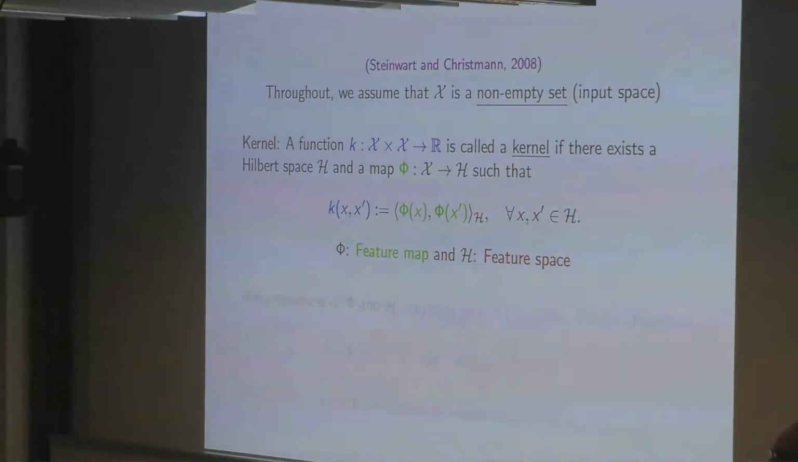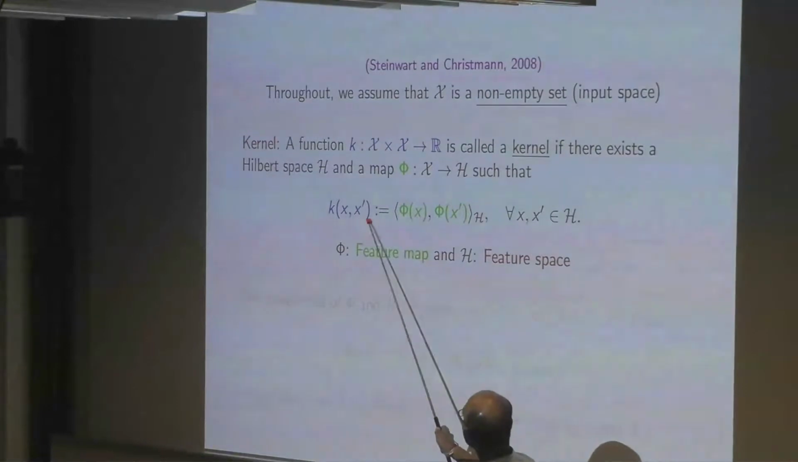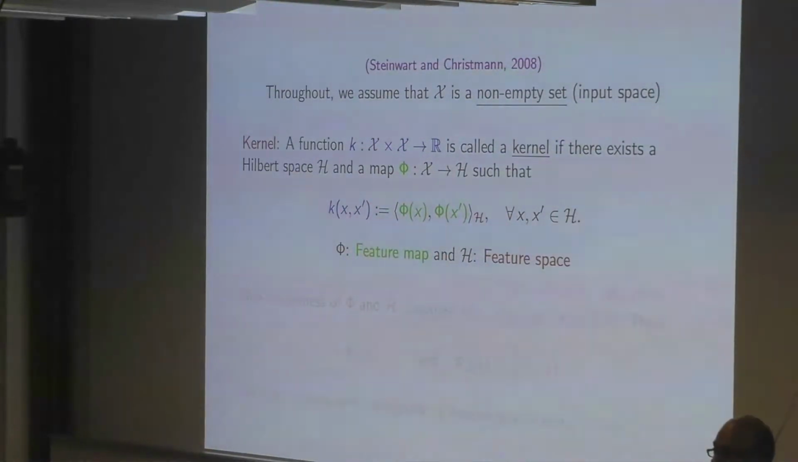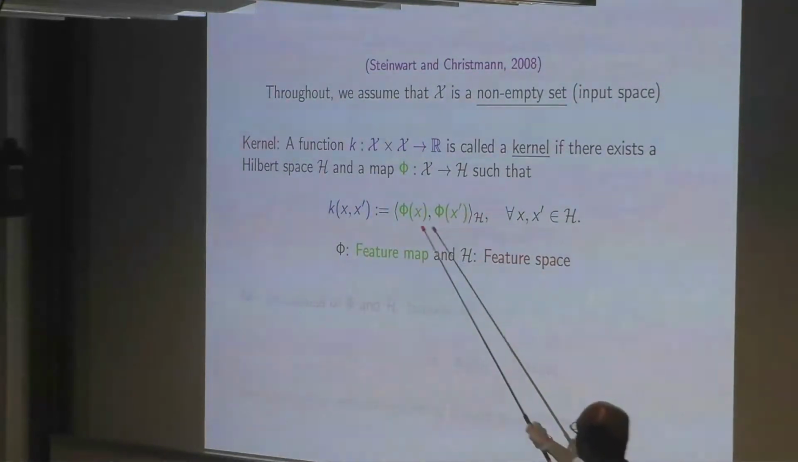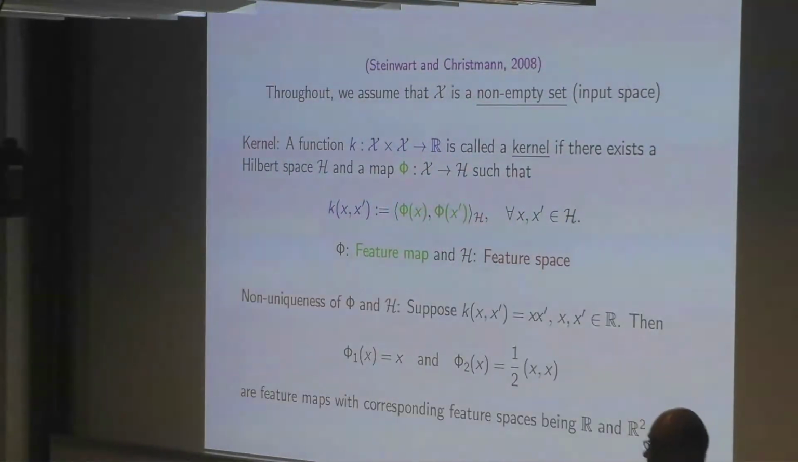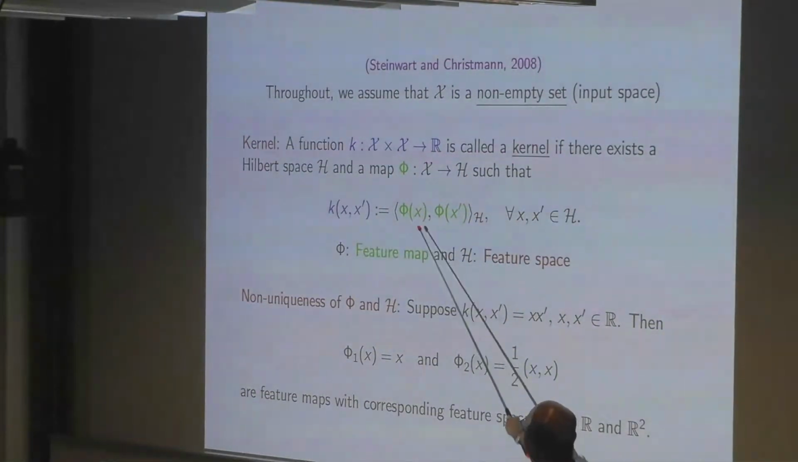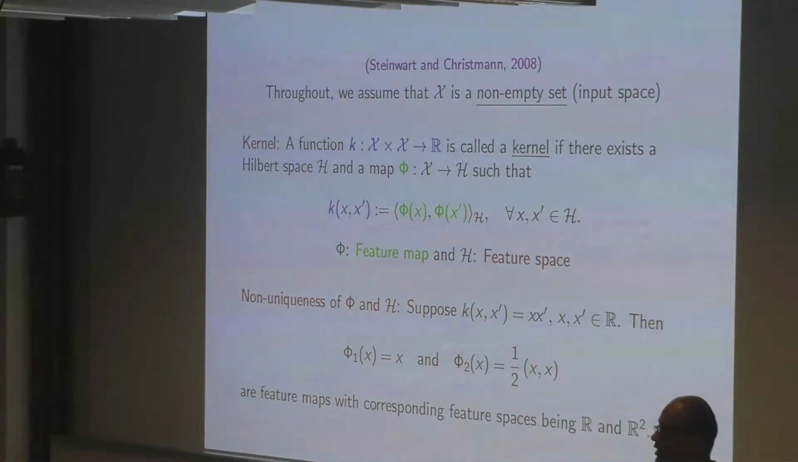So there exists a map phi and a Hilbert space H such that I can write this bivariate function as this type of an inner product. If I am able to write it in this fashion, I call such a bivariate function a kernel. Phi is a feature map and H is a feature space. The first thing is, if I give you a kernel, which means there exists some phi and H, these phi and H need not be unique.